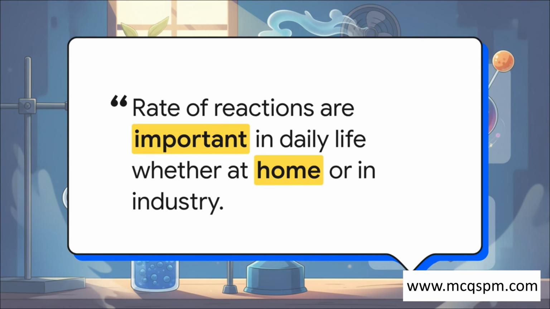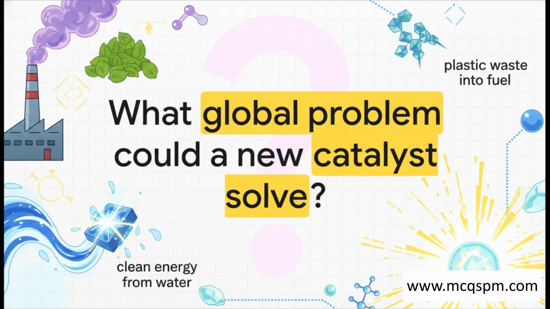So, the biggest thing to take away from all this is that this isn't just a topic for your exam. Understanding the rate of reaction is a core principle that chemists and engineers use every single day to solve huge, real-world challenges. So I'll leave you with a final thought. Scientists are constantly searching for new catalysts. What huge global problem do you think the next big discovery could solve? Could a new catalyst help us turn plastic waste into fuel, or create clean hydrogen energy just from water? The future of chemistry is full of some really incredible possibilities.